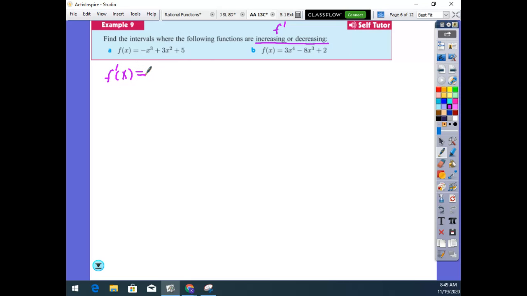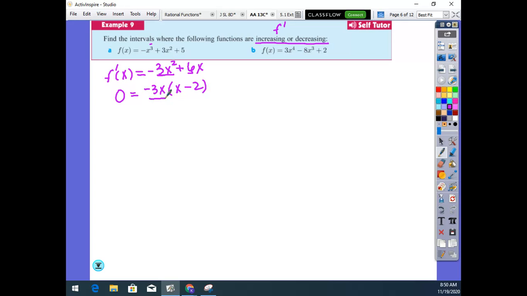What is the derivative? Negative 3x squared plus 6x. Then we set it equal to 0. GCF. I'm going to pull that negative out with the 3 and the x, because 3 goes into both 3 and 6. They both have an x. It just makes the factoring or the zeros easier, I think. So divide negative 3x squared by negative 3x. We get x. 6x divided by negative 3x, negative 2.